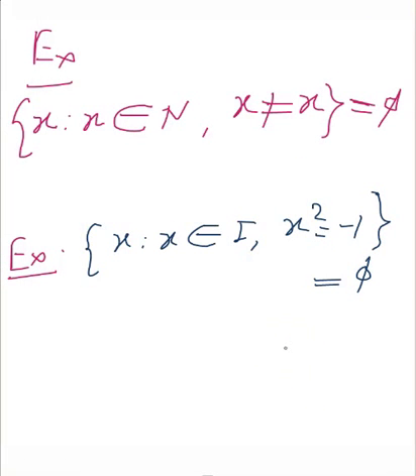Another example, X such that X is a natural number and X is not equal to X. This is the condition. You know that there is no natural number which is not equal to itself. All the numbers are equal to themselves, right? So this particular set will have no element, so this is again an empty set.